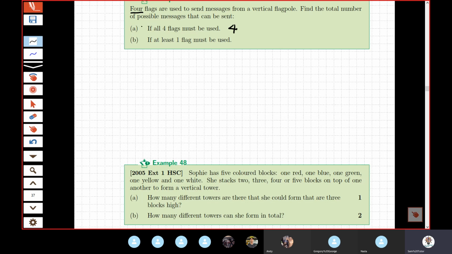Does anyone not understand A? 4 flags are used to send messages from a vertical flagpole. Find the total number of possible messages that can be sent. 4 factorial, if all 4 flags must be used. 4 flags are used and all 4 flags must be used. If at least 1 flag must be used.